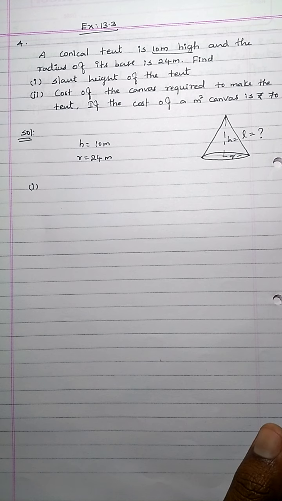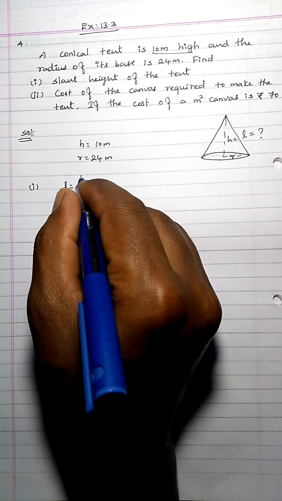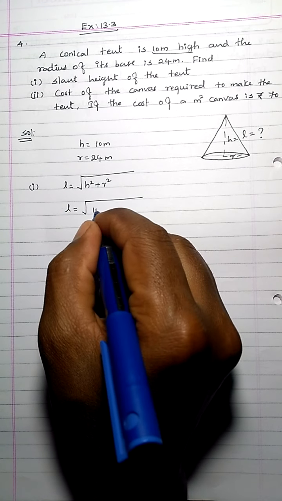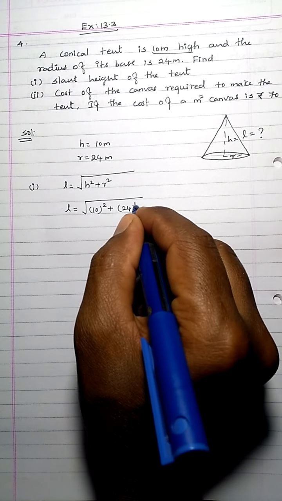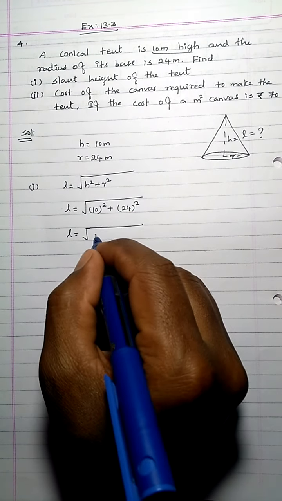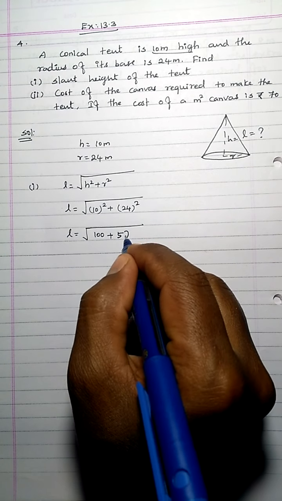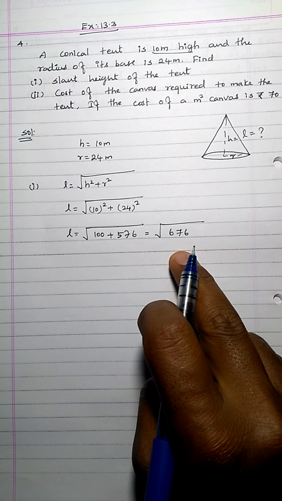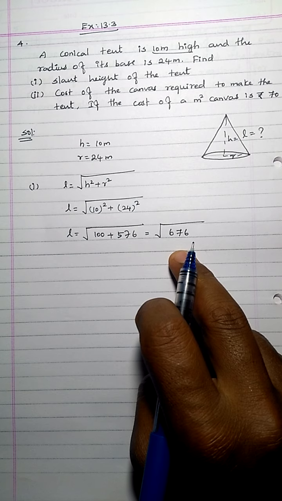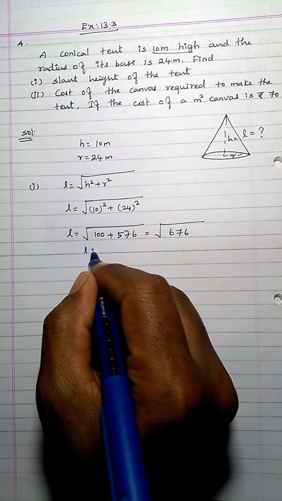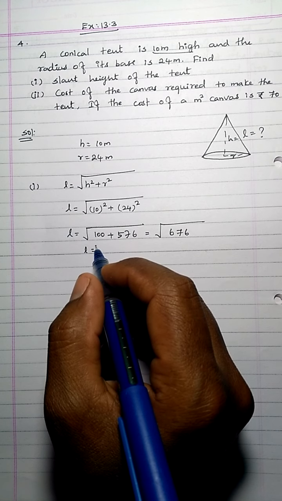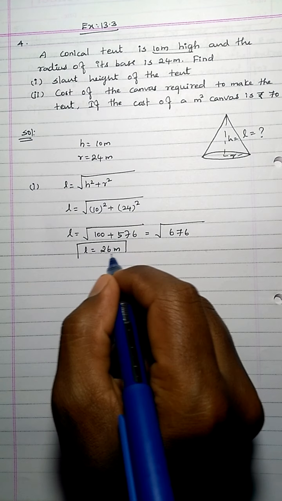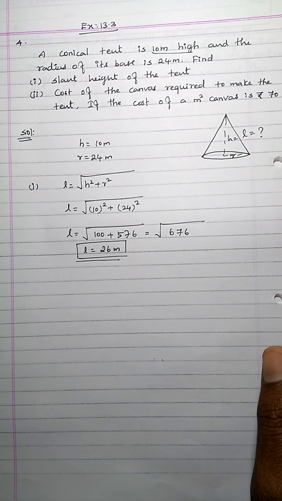To find out the slant height, we have the slant height formula: L is equal to root of h square plus r square. Then L equal to root of 10 square plus 24 square. 10 square value is 100, 24 square value is 576. If you add, you will get 676. You know how to take the square root since you learned it in class 8. If you take the square root, L is equal to 26. So the slant height is 26 meter.